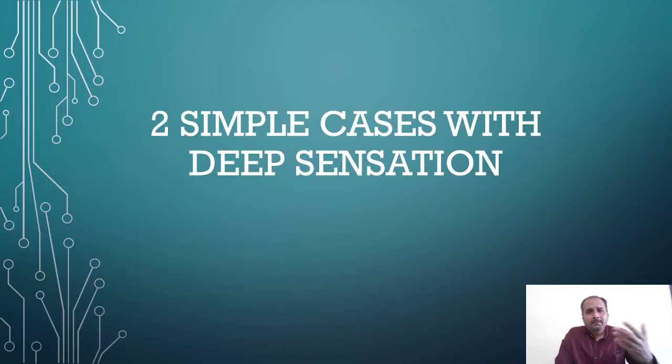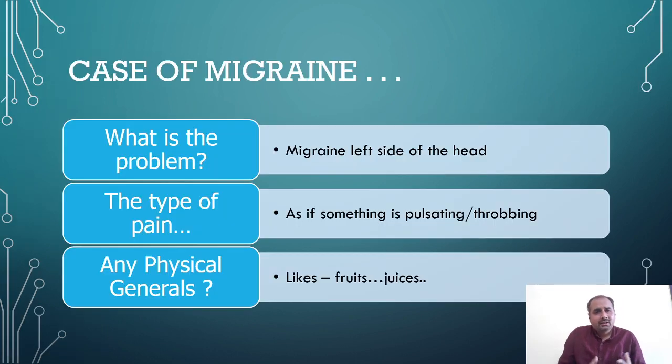So this is a simple case with a deep sensation experienced by the patient, and the patient has a lot of migraine in the left side of the head, as in there is pulsating and throbbing pain, and the pain was constant. There was no modality as such, and what the patient liked was a lot of fruits, a lot of juices.